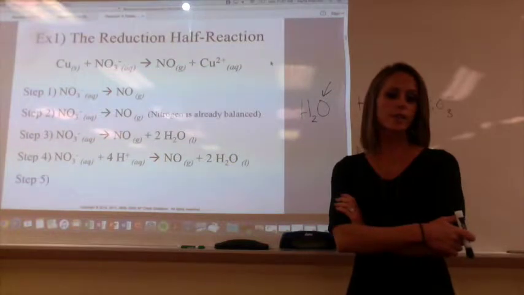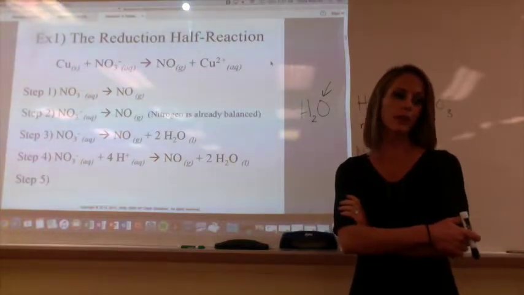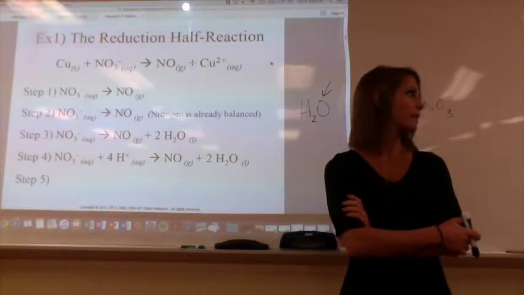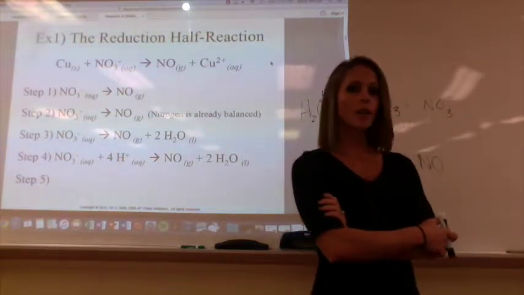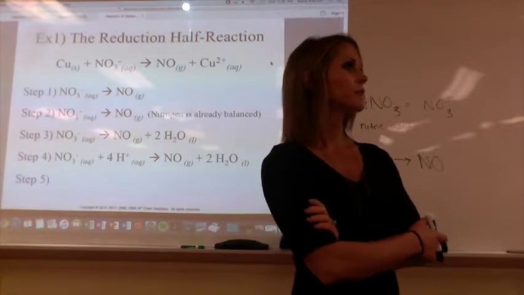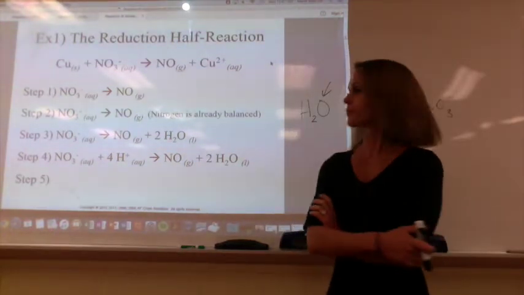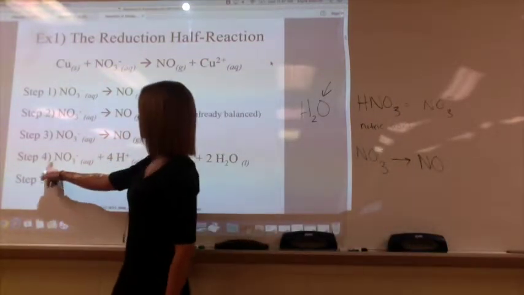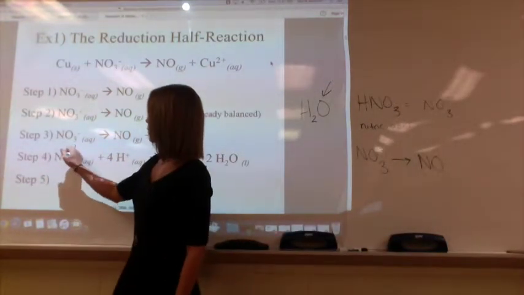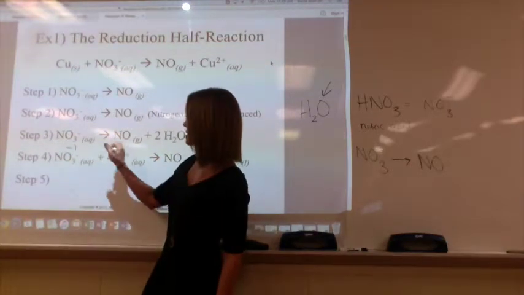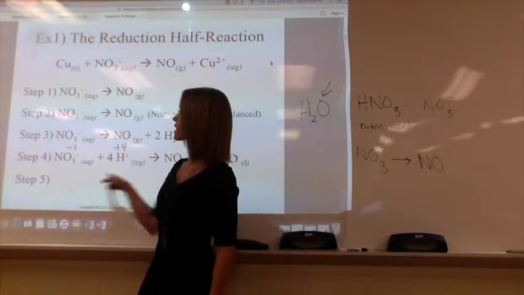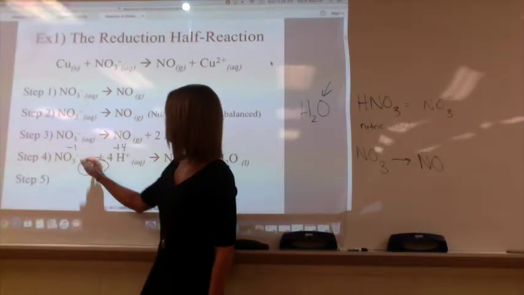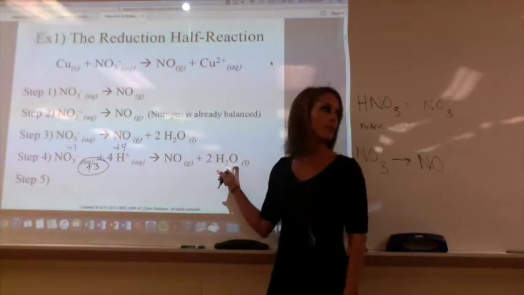All right, what's your last step? Number 5, essentially. Balance the charge by adding electrons. Can someone grab that door? Thank you. So count up your charges. This has 1 with a negative, so that's a -1. This is a 4 with a positive, so that's a +4. What's the charge on the left side? +3, right? So this whole side is +3. What's the charge on this side?